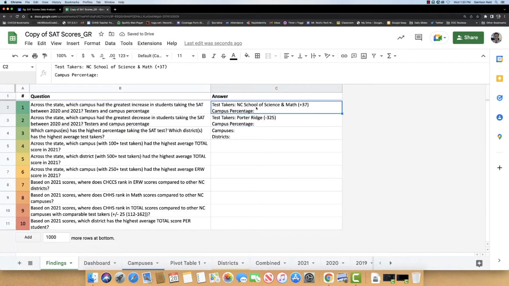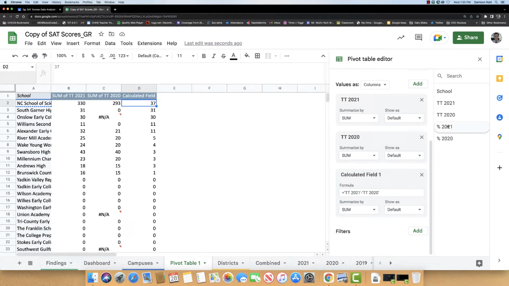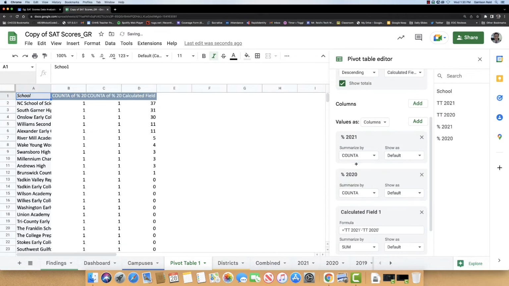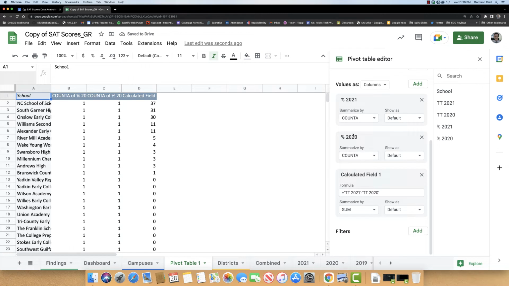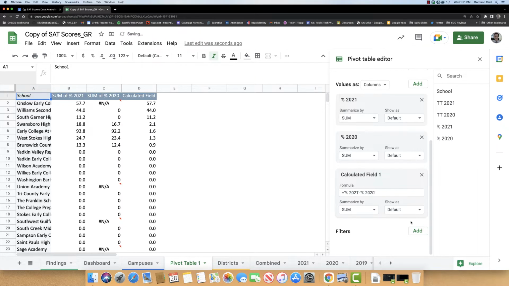Then the next question is, what about percentages? In my pivot table, I've already got my data for the percentages. I can just drag that in here, year over year, 2020. These are counts, so let's keep that as a sum. You don't really even need your values in here. You only need the calculated field because it's going to do the math for you. So 21%, and make sure that lines up. If it doesn't line up and I'm not seeing numbers, that tells me something is off.